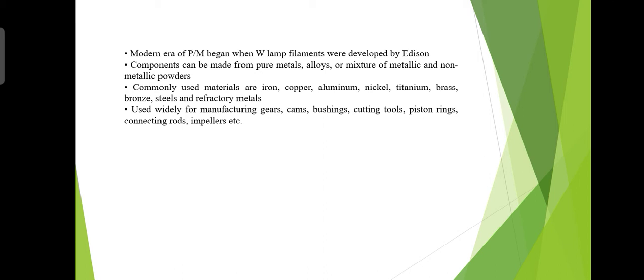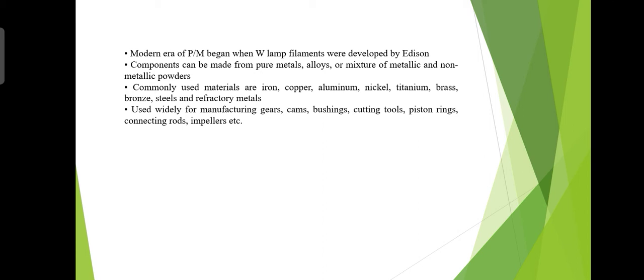Yeah, I told you that when Edison invented the bulb, the filament was definitely made by the powder metallurgy process. So this is a big advancement in this process, and components can be made from pure metals, alloys or mixtures, or metallic and non-metallic powders. And commonly used materials are iron, which I have already told you.